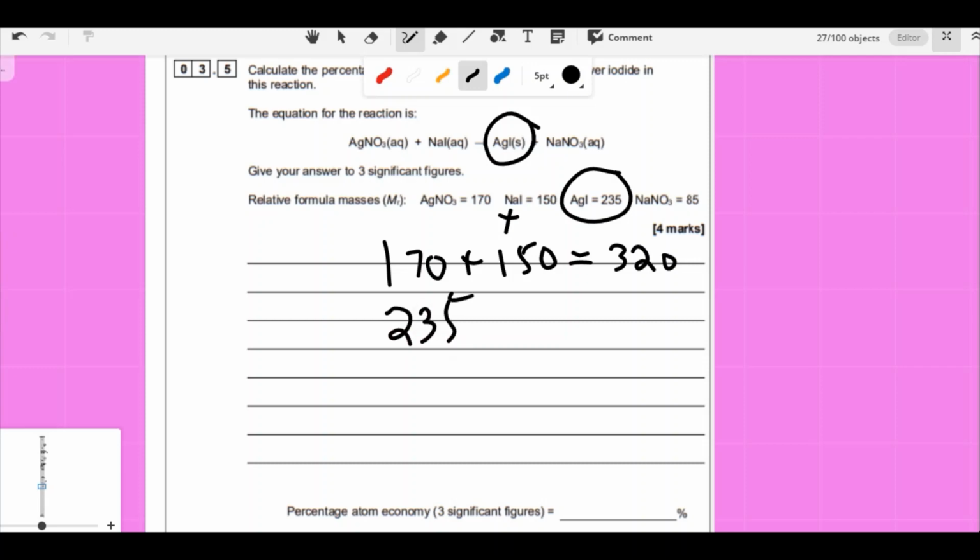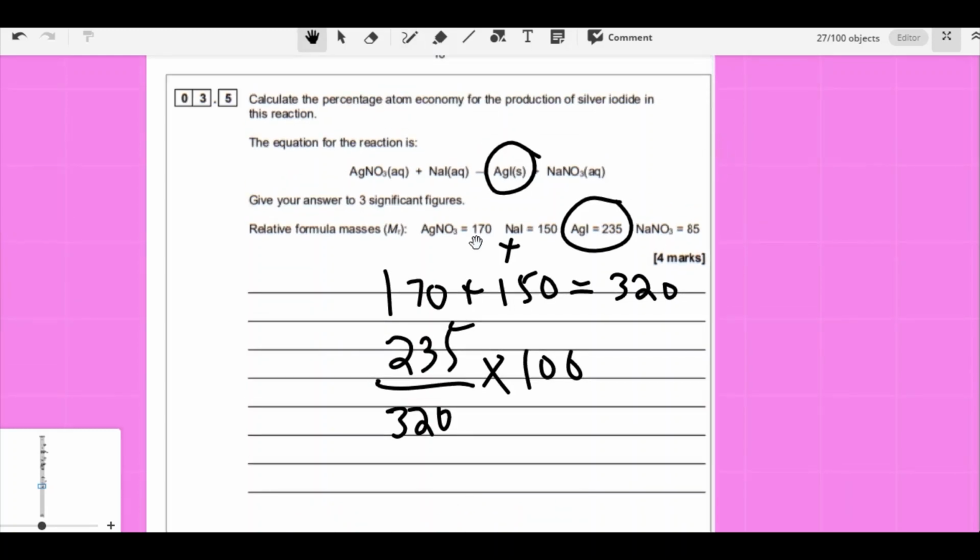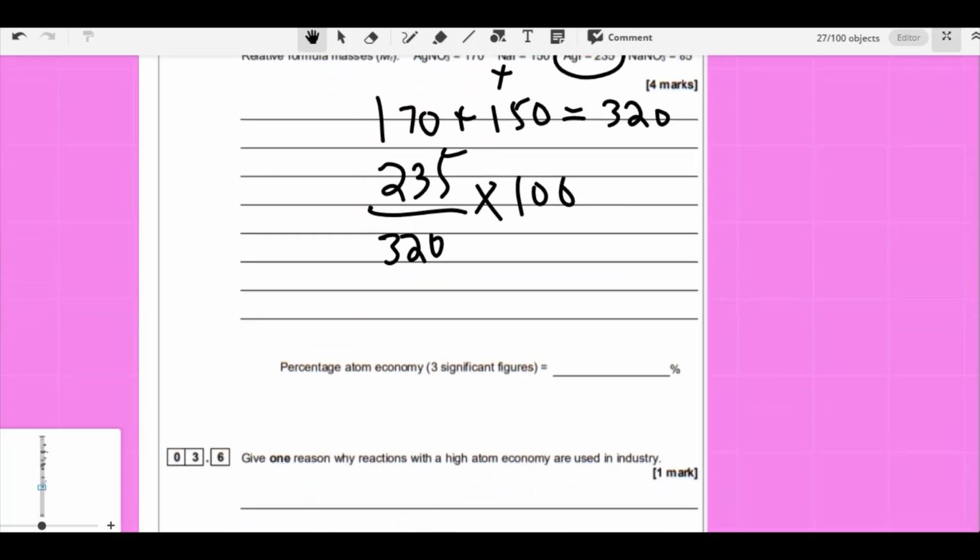So 235 divided by 320, and that is a percentage, so times 100. You have to write the answer in three significant figures. So three significant figures will be 73.4%.